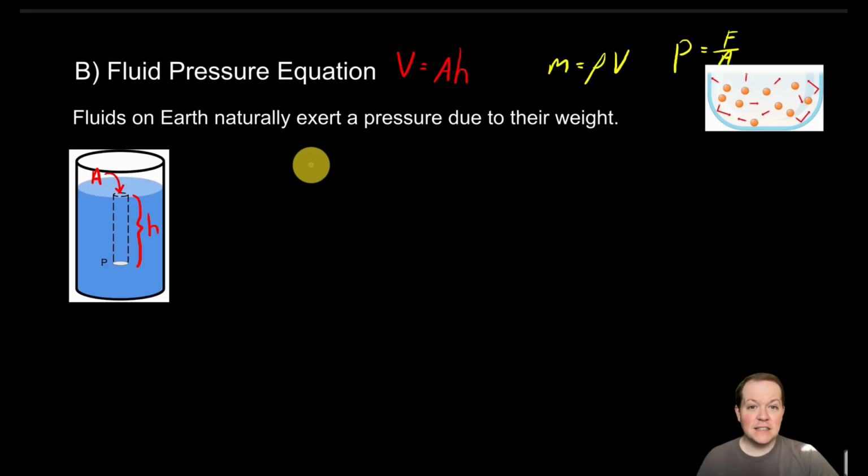Okay, everybody, another slide again. I have that diagram right there. I have those equations, including the new one. The volume is equal to the cross-sectional area times H. Let's derive the equation for fluid pressure.